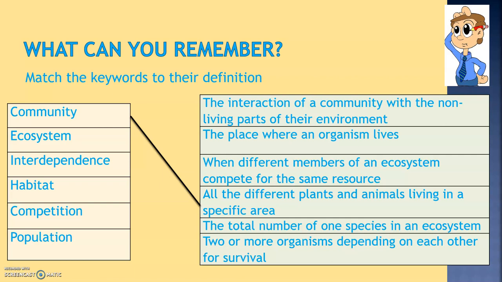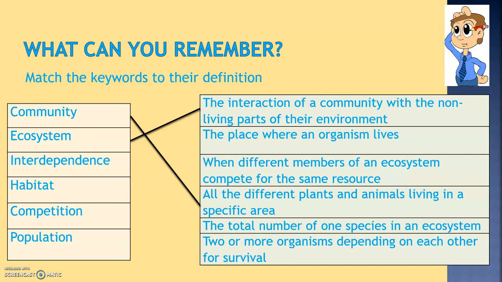So, what is an ecosystem then? Now, an ecosystem is the interaction, now that's important, the interaction of a community with non-living parts of the community. So I repeat that. Ecosystem is the interaction of a community with the non-living parts of their community. All right? Now that's a very, very interesting concept.